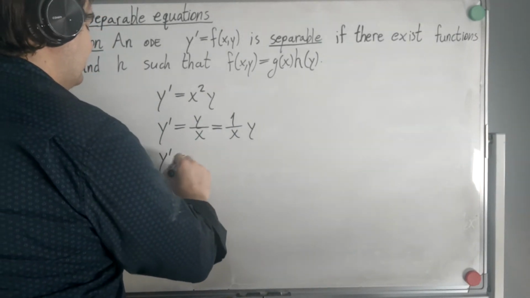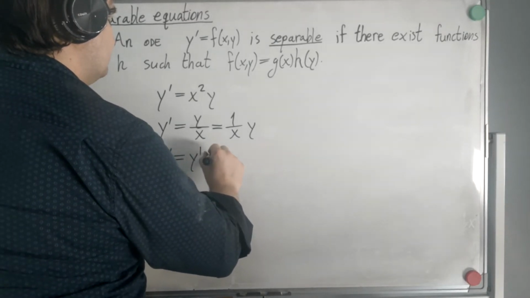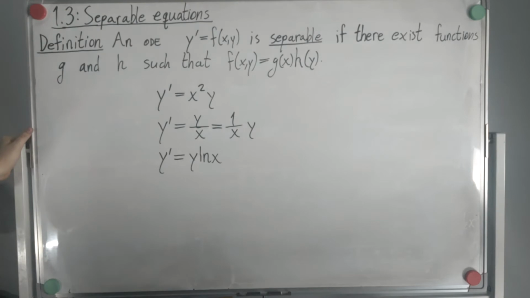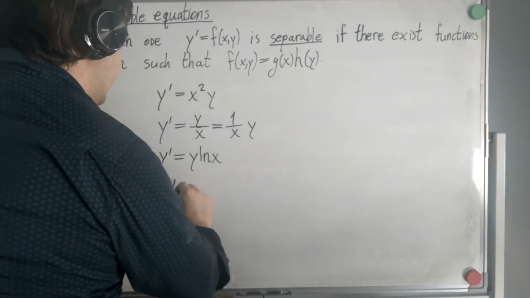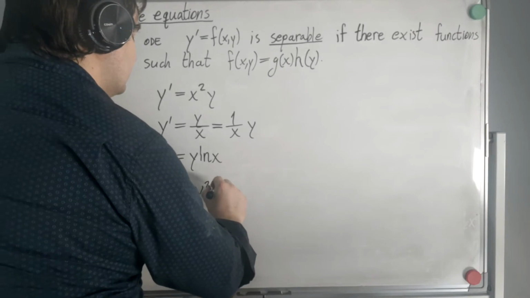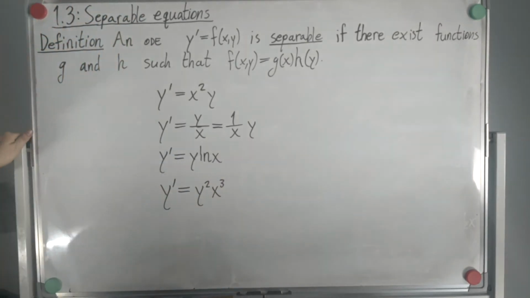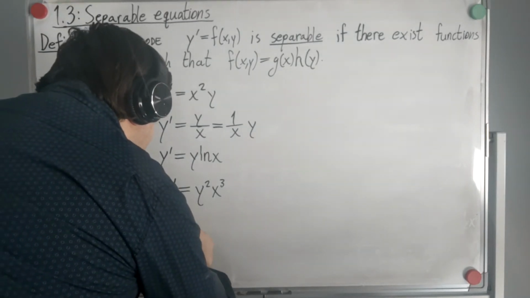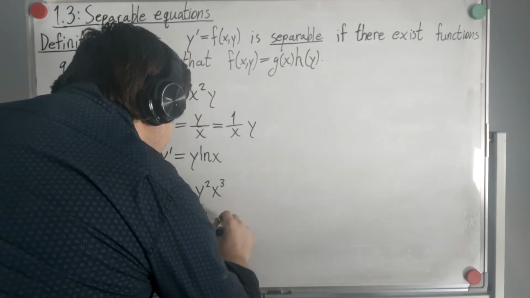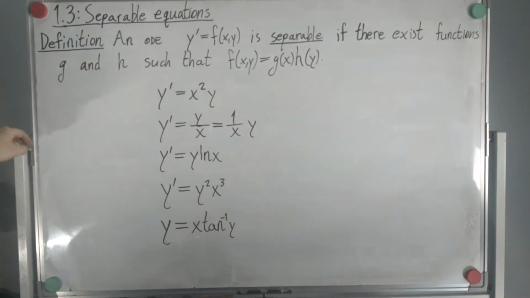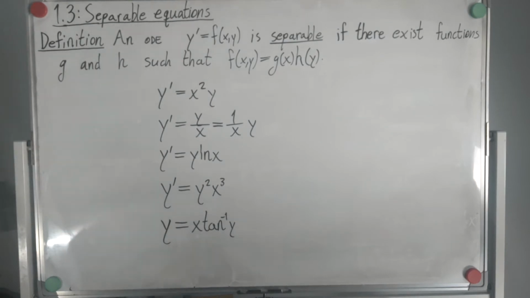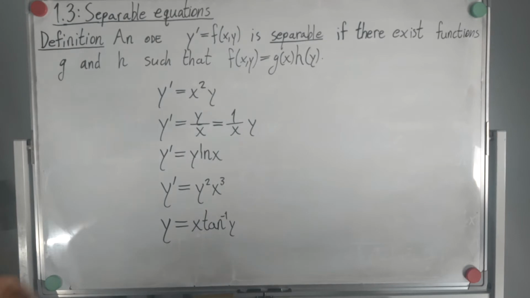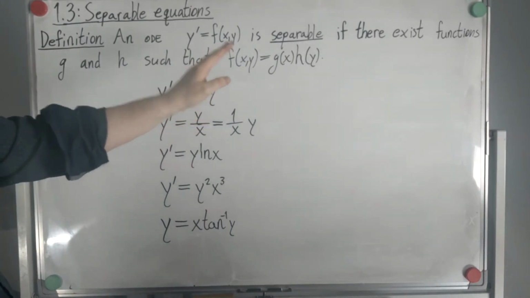You could have y prime equals y ln x because it's a function of x times a function of y. You could have y prime equals y squared times x cubed because it's a function of x times a function of y. You could have y equals x arctangent y because it's a function of x times a function of y, and so on. All of these are separable ODEs. They are all y prime equals function of x times function of y.